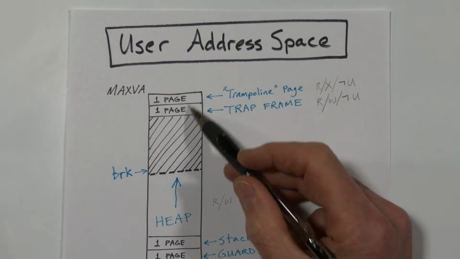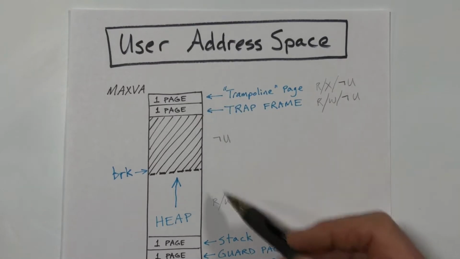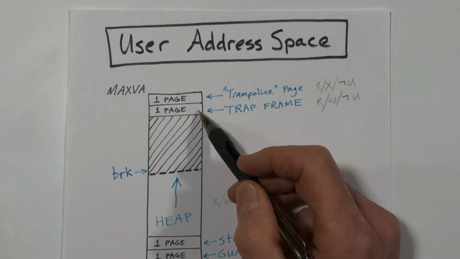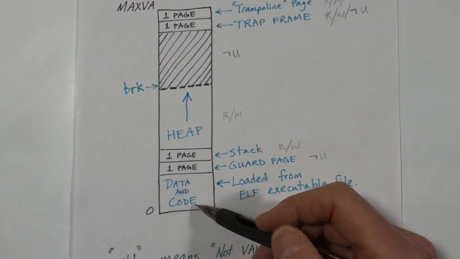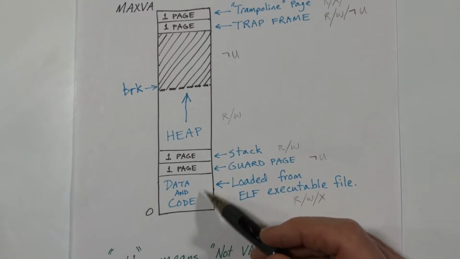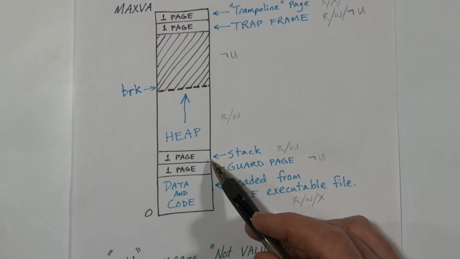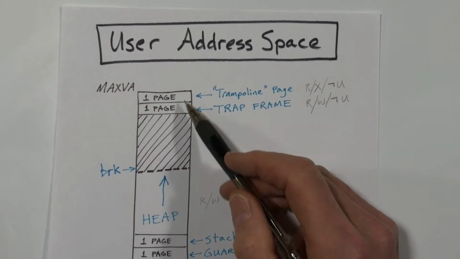These pages are in every virtual address space, and they're at the exact same location, namely the top two pages. What goes on below that depends on the user program. So where exactly the stack page is can vary. But these two pages are always at the same location.